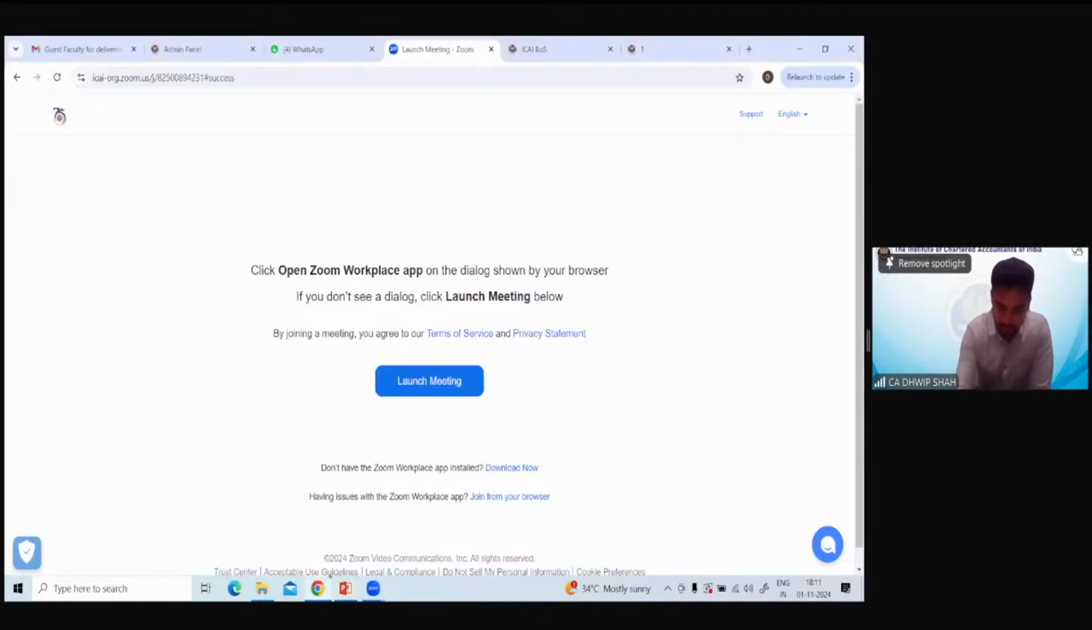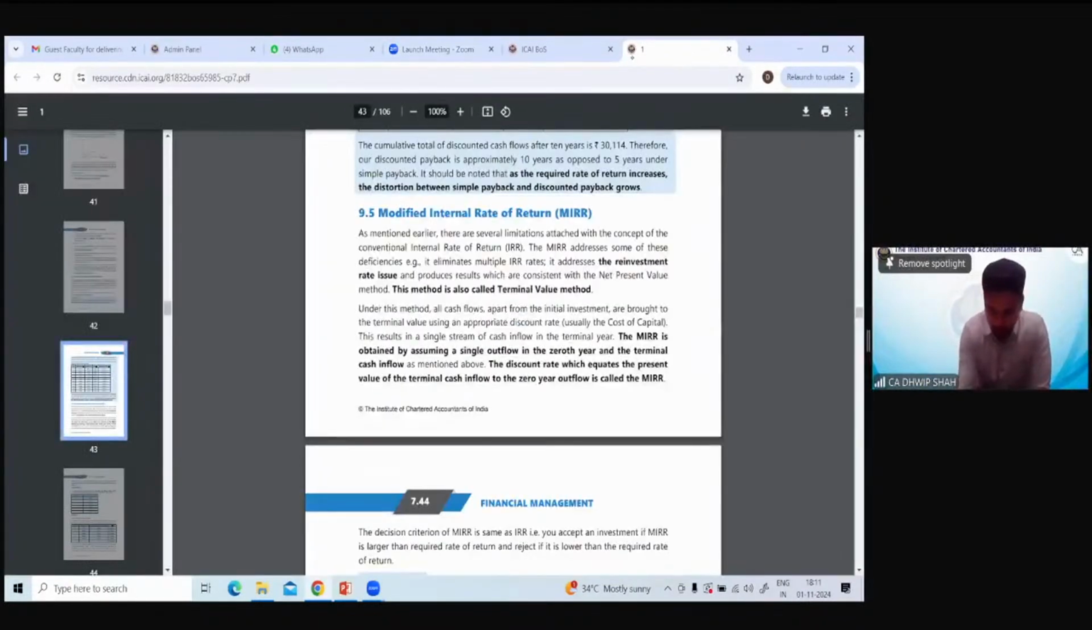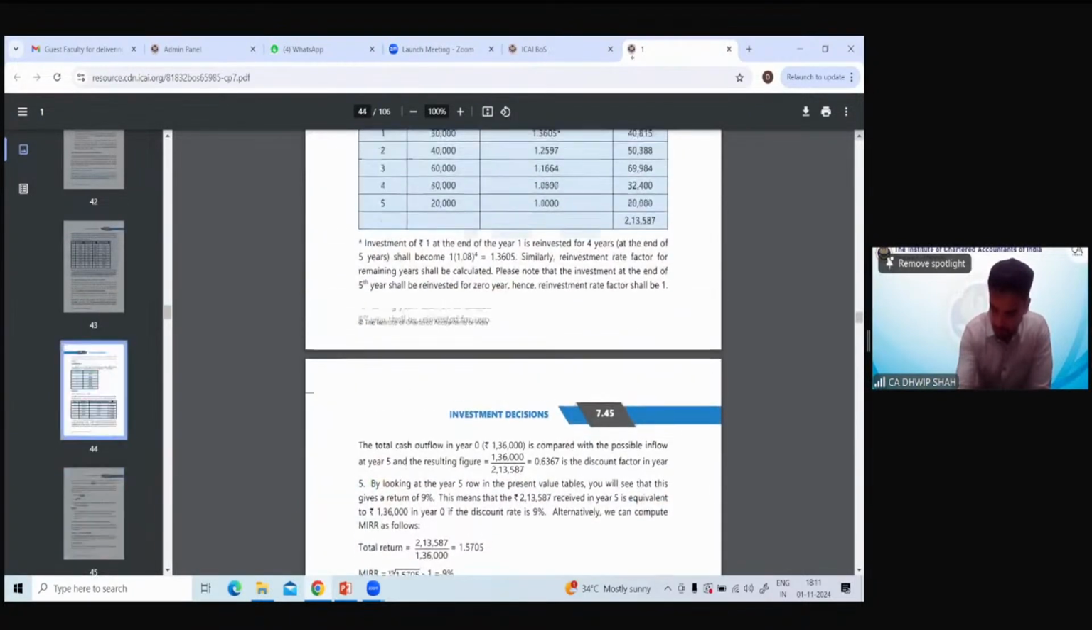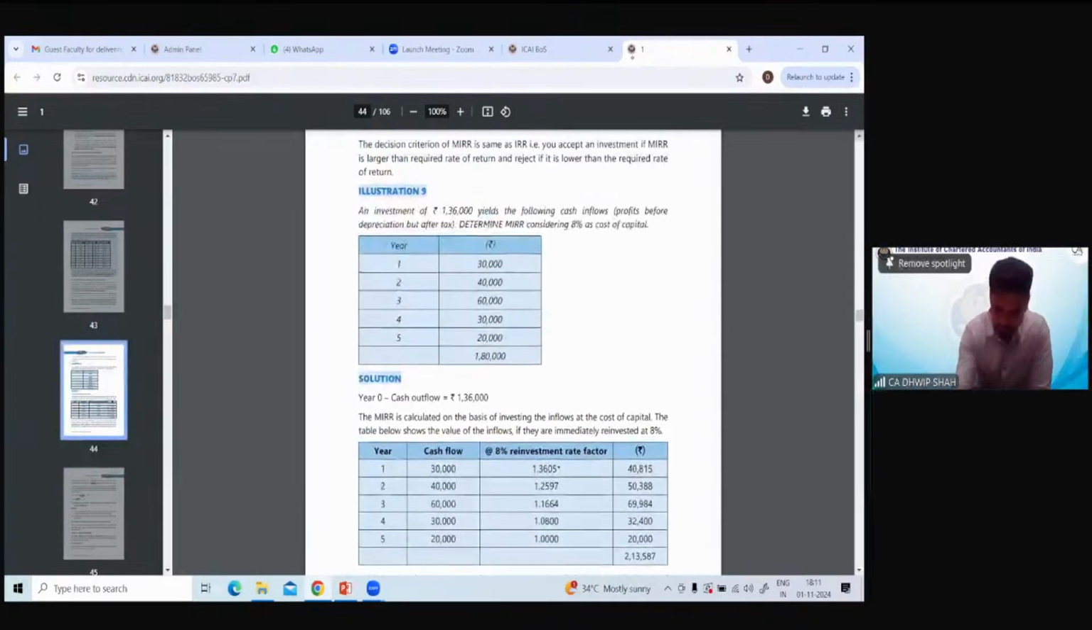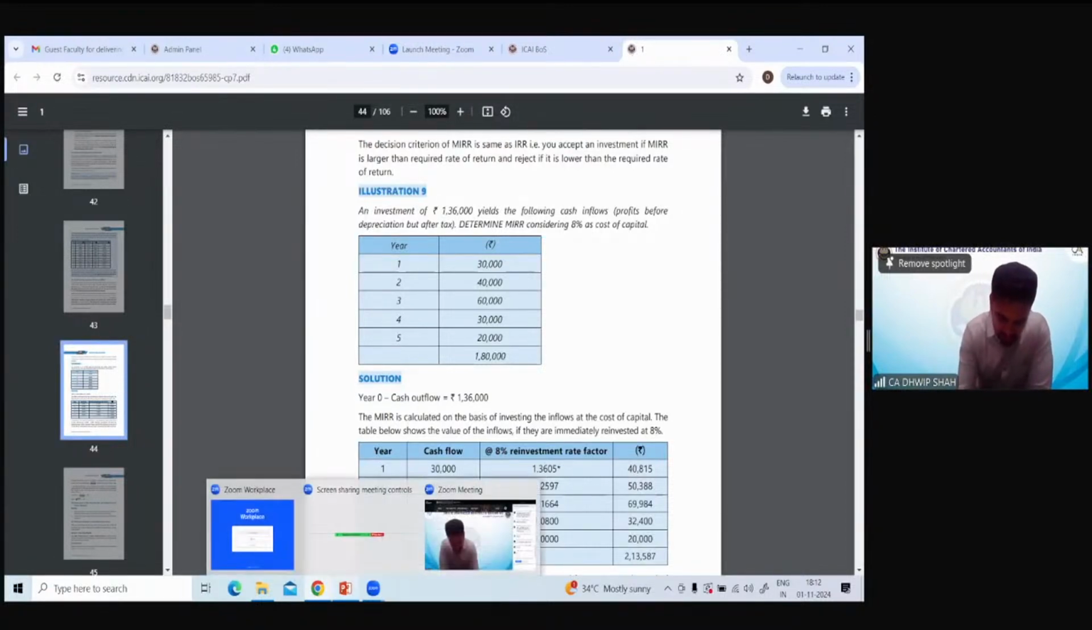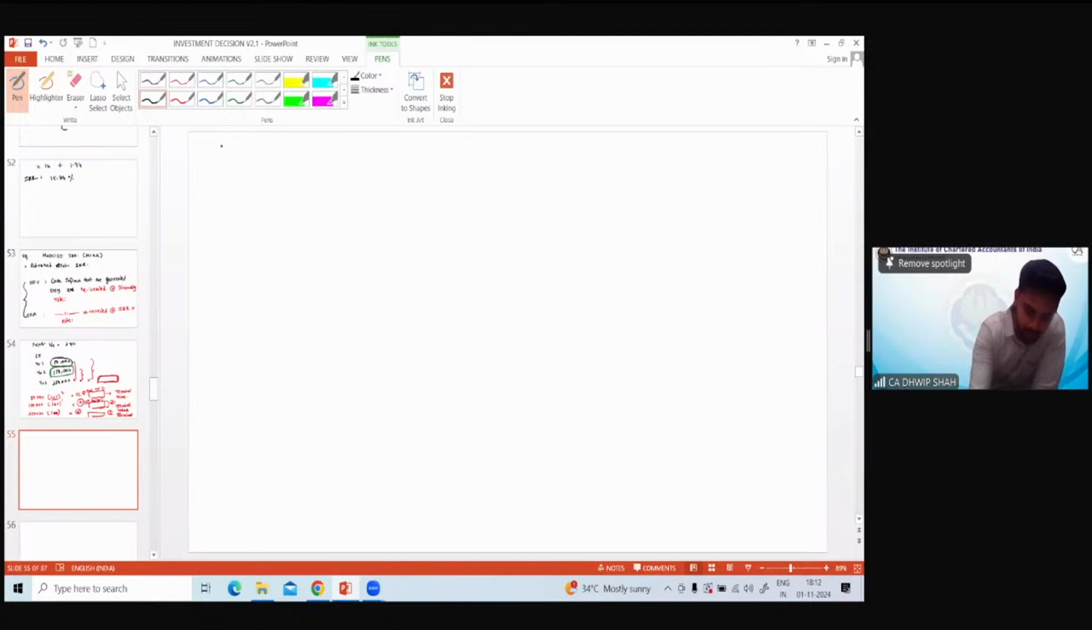Okay? Please open the module, page number 43. Module page number 43. Illustration number 9. An investment of 1,36,000 yields the following cash inflows. Determine MIRR considering 8% as the cost of capital. My discounting rate is 8%, which is given in the question. Now see how MIRR works. My cash outflow is 1,36,000. The initial investment of the project is 1,36,000.